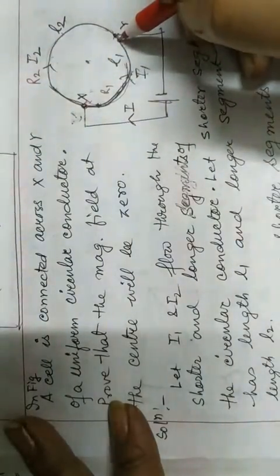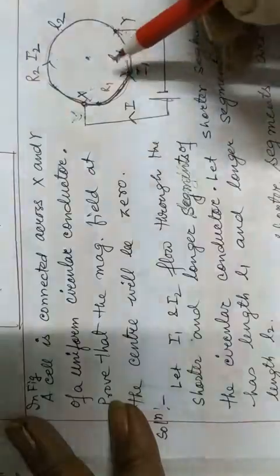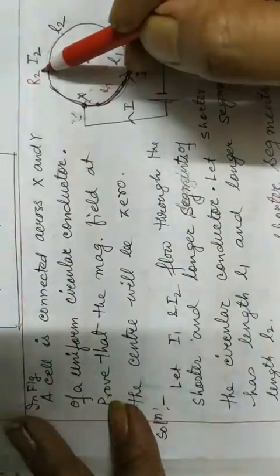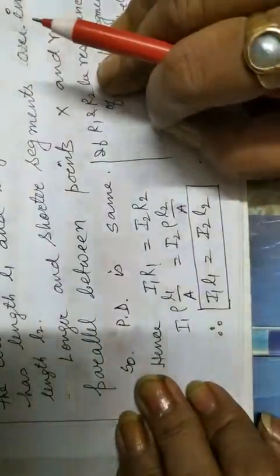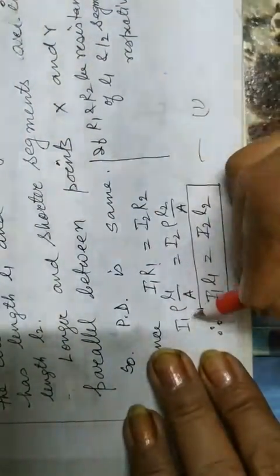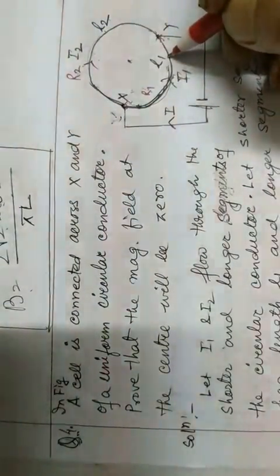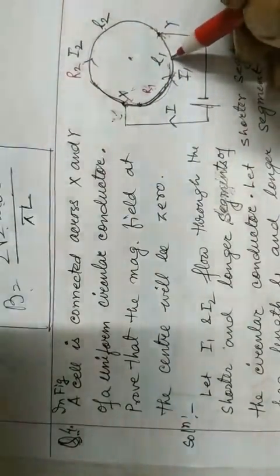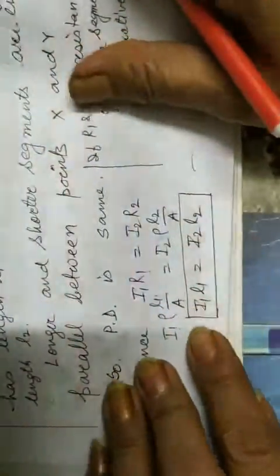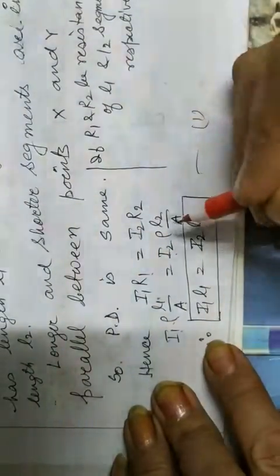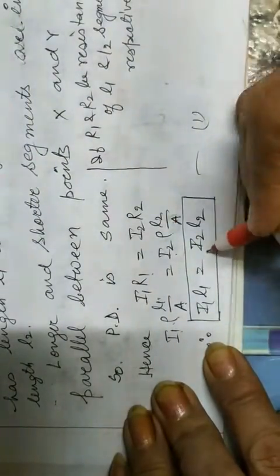The potential difference is same, therefore I1 R1 is equal to I2 R2. Now R1 will be equal to rho L1 by A for the shorter segment L1, if A is the cross section. So here it is I1 rho L1 by A equal to I2 rho L2 by A. Here we can get I1 L1 equal to I2 L2.